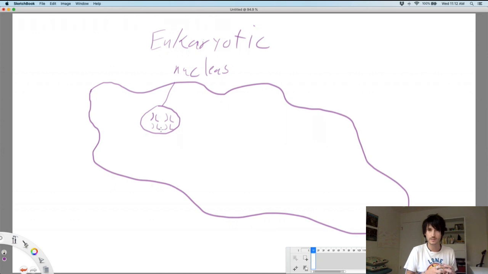So eukaryotic cells make up a majority of the organisms that we are familiar with. Eukaryotic cells make up plants, animals, fungi, and this other group called protists. And a lot of that's not really important information. The important takeaway here is that as a human, you are made of eukaryotic cells. And in every single one of your cells, you have a nucleus.